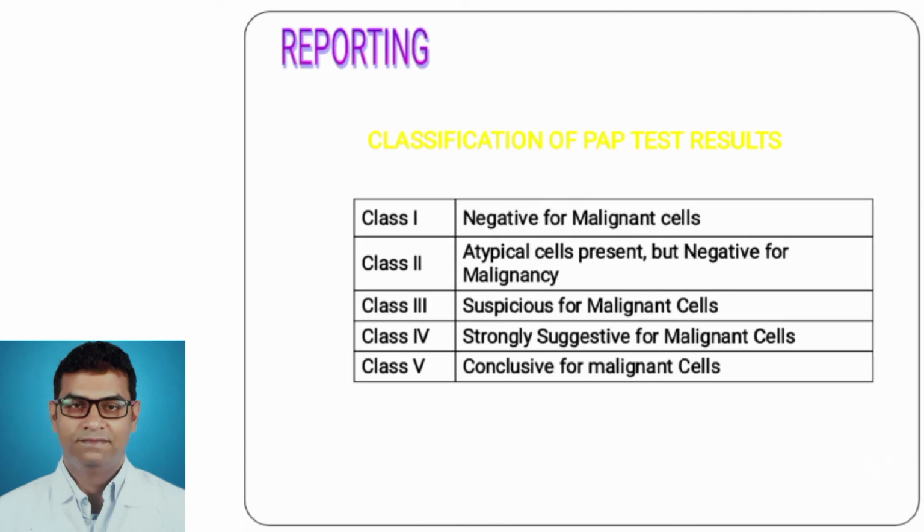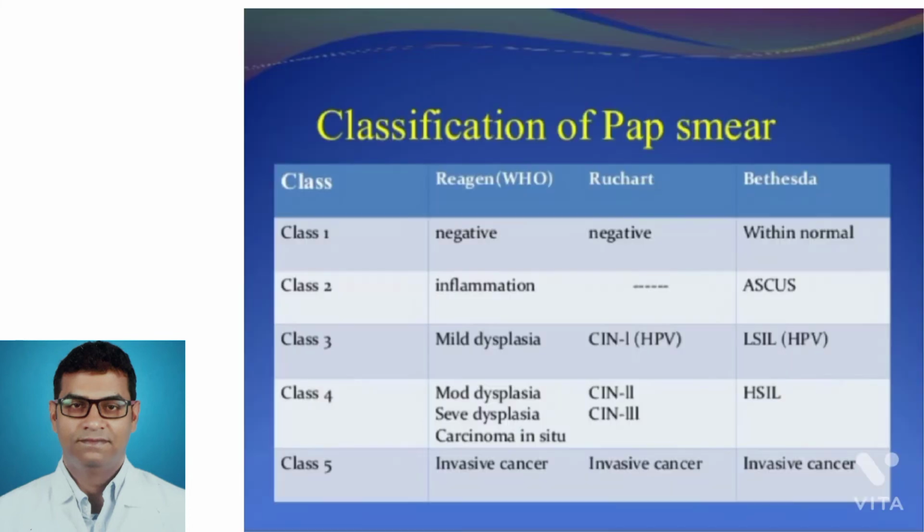Class 1 is negative for malignant cells and class 5 is conclusive for malignant cells. Class 2 is atypical cells present but negative for malignancy. Class 3 is suspicious for malignant cells and class 4 is strongly suggestive of malignant cells. According to WHO, Richart and Bethesda systems.